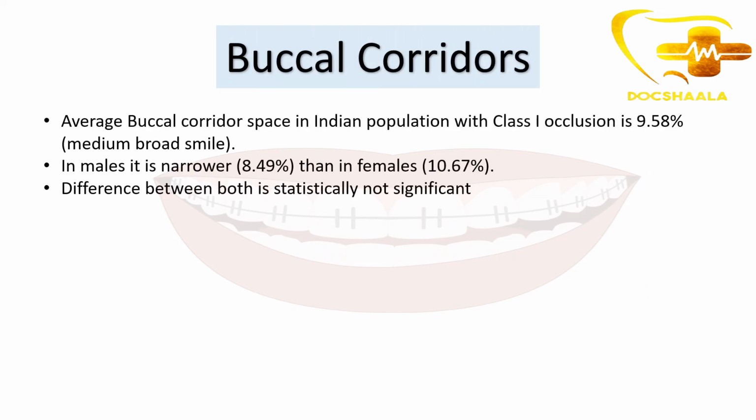So the average buccal corridor space in the Indian population with class 1 occlusion is 9.58%. Okay, that is the medium broad smile that we have seen. So that is the average corridor space that we see in the Indian population. In males it is narrower, amounting to 8.49%, than in females, where it is around 10.67%. So the difference between both is statistically not much significant, right? It is only about a 1% difference.